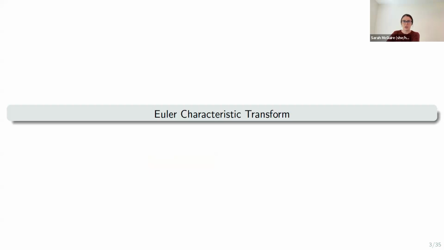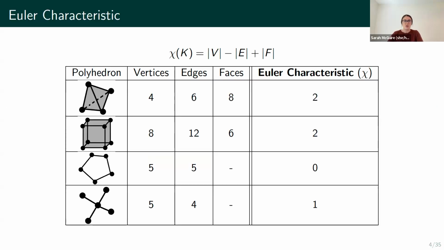Okay, so starting with the Euler characteristic transform, you're probably all fairly familiar with the Euler characteristic. It's a very simple summary, one integer that we can compute from a polyhedron with the vertices, the edges, and the faces, just by taking an alternating sum of their count. And we can do this for any space that we're able to triangulate. The Euler characteristic is a topological invariant, so we know that any homotopic spaces will have the same Euler characteristic value.